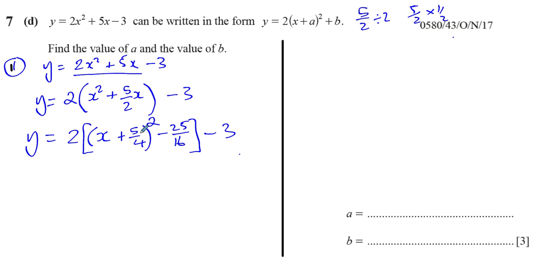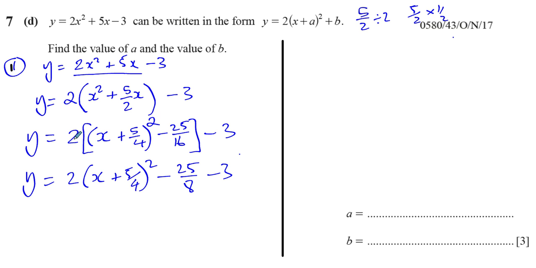Now these two lines are exactly the same. Right? And now I can continue. I'm going to multiply 2 with both of these terms. So I'll have 2 times x plus 5 over 4 squared minus, now 25 over 16 times 2, you get 25 over 8. And I've got my minus 3.